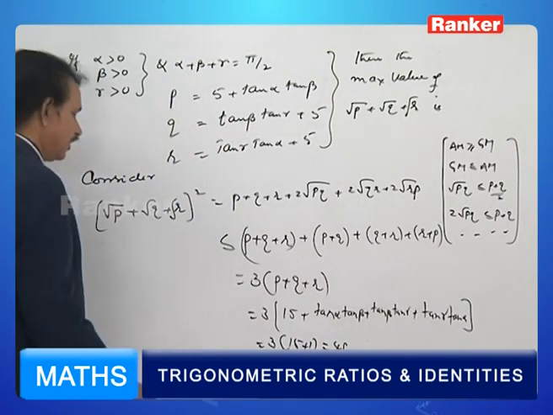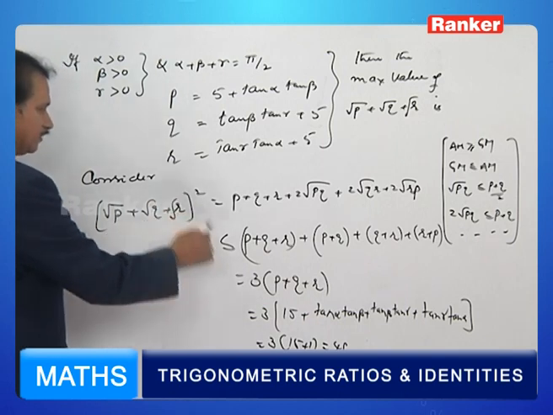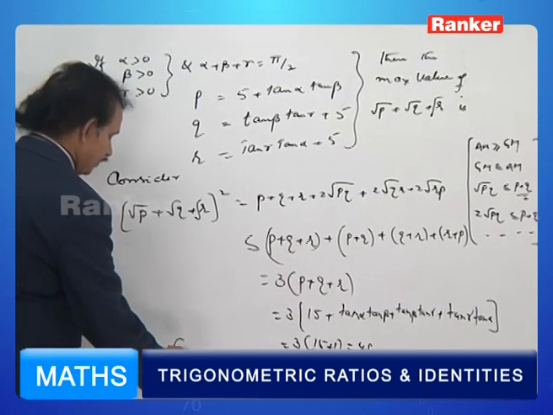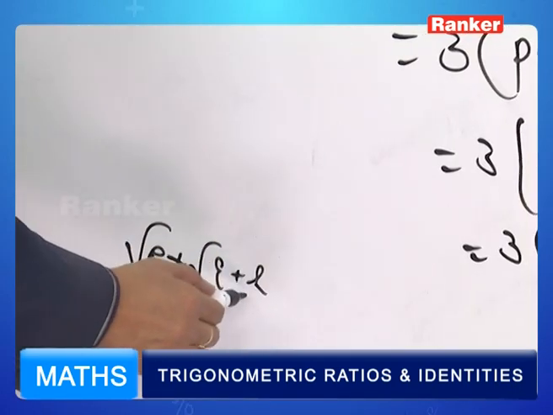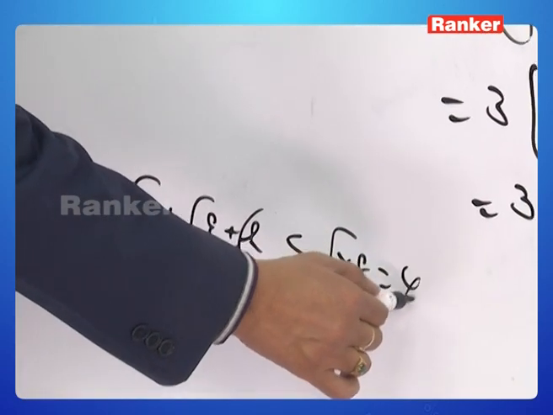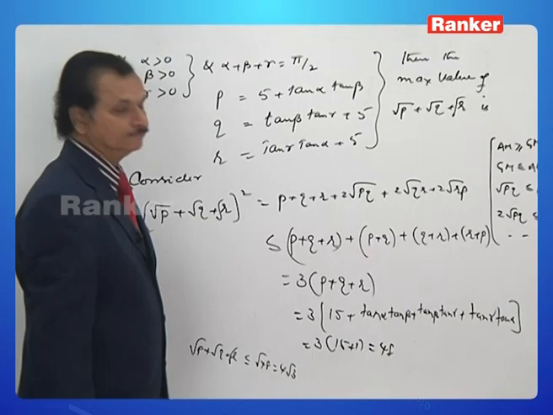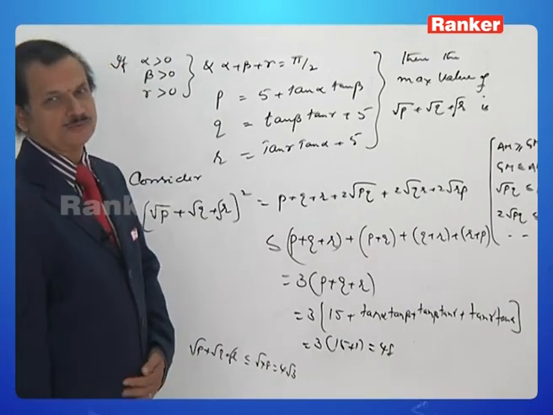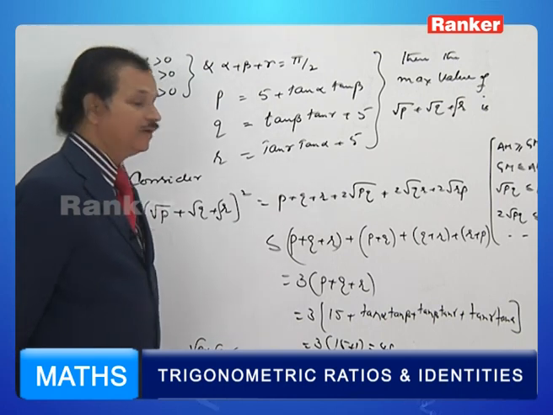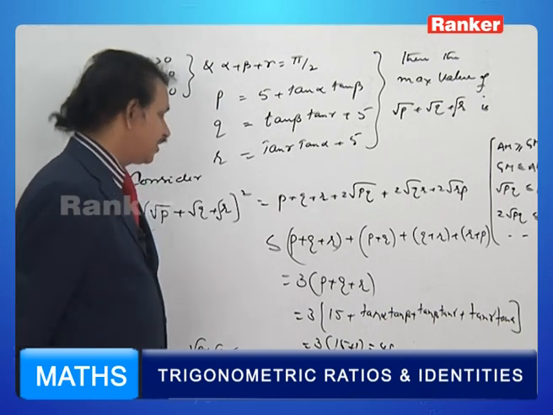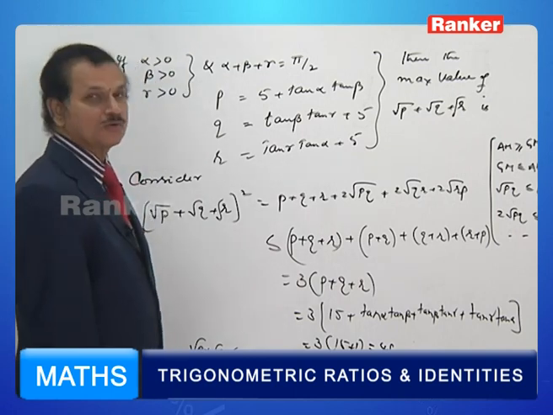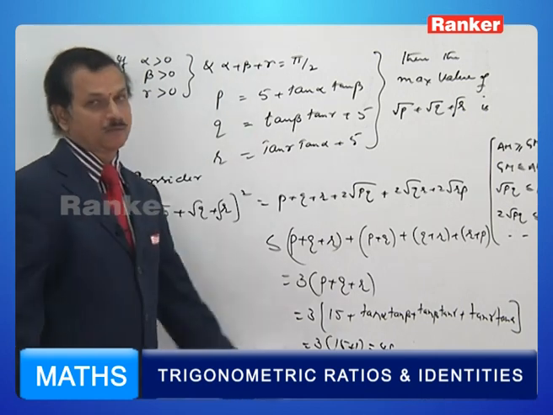Therefore, what is your observation? Root P plus root Q plus root R whole square is less than or equal to 48. Therefore, root P plus root Q plus root R is less than or equal to root 48. Root 48 is nothing but 4 root 3. Of course, my dear, in this problem, we could have made use of one beautiful identity. What is that identity? Tan alpha tan beta plus tan beta tan gamma plus tan gamma tan alpha is equal to 1, of course, when alpha plus beta plus gamma is pi by 2.